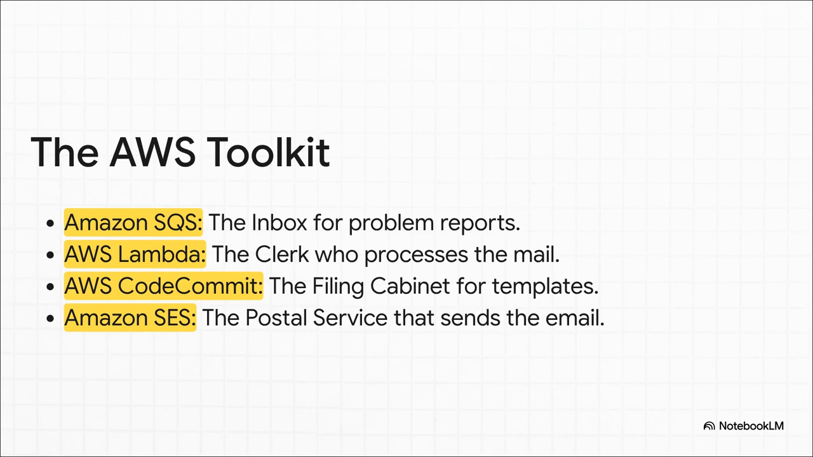Okay, so this mailroom uses a toolkit of powerful Amazon Web Services, but each one plays a pretty simple role. Think of Amazon SQS as the main inbox where all the failure reports land. AWS Lambda? That's our tireless clerk who opens up every single report. AWS CodeCommit is the filing cabinet where the clerk finds the right form letter. And finally, Amazon SES, that's the postal service that actually sends the notification email out the door.